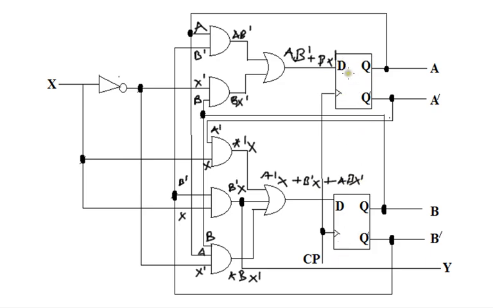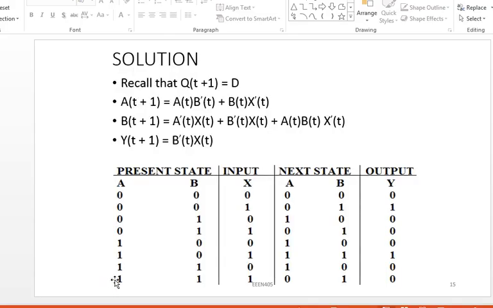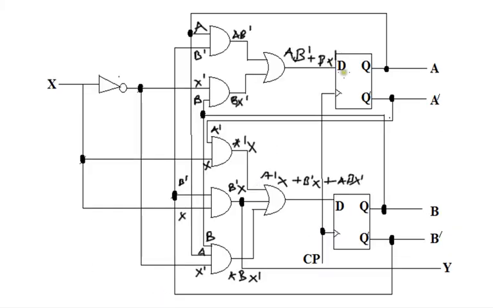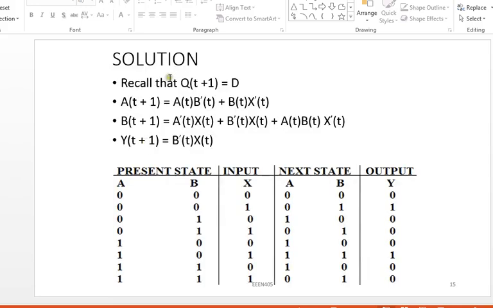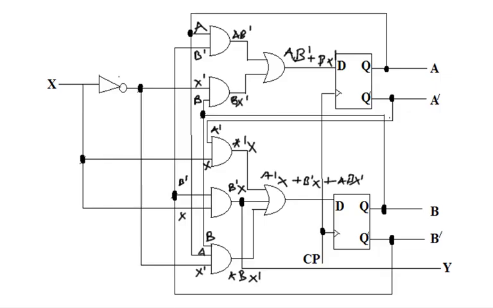But you should look at this, that this D flip-flop, we call it A, and the other one we call it B. So instead of using Q of T plus 1, we should use A of T plus 1. So if you go back to my simplified diagram, you can see that what is coming to this D is equal to AB prime plus BX prime, and that is exactly what I have here, AB prime plus BX prime. You see, I put T here to show that it is a function of T. This is the previous, and then A of T plus 1 is the next output. And the same thing applies to this.